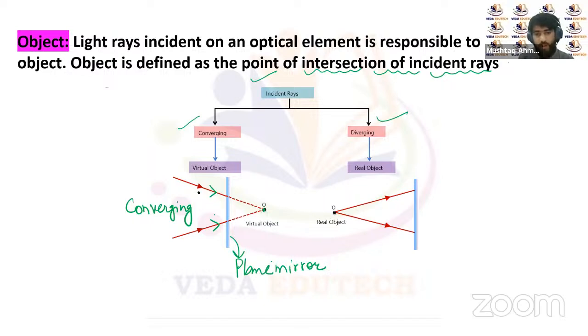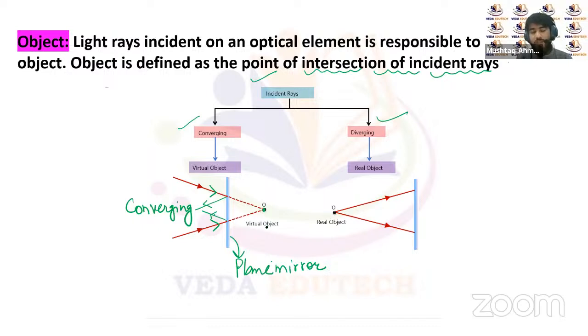Because you can see here, there is an optical element, the plane mirror. When the incident ray of light strikes this mirror, it will reflect back in this direction, and this ray of light will also reflect back in this direction, right? So they do not actually meet at this point. So this point is a virtual point, right?